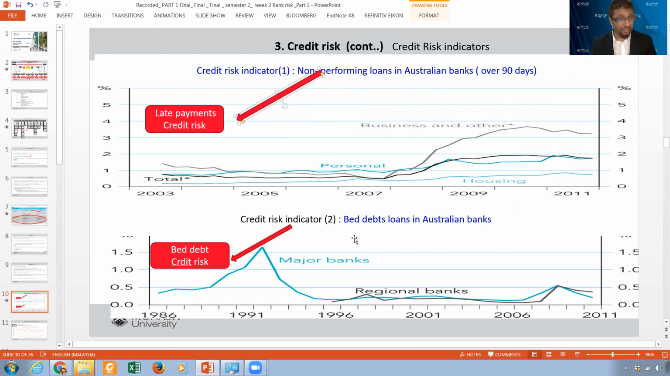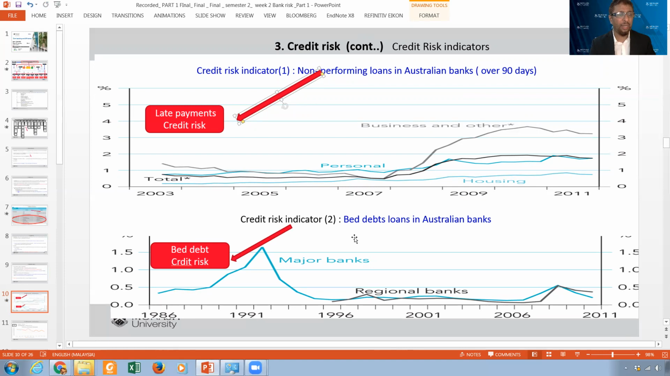But the other type of risk is the bad debt. The bad debt is when there is a loan, a huge business loan or personal loan or housing loan, and the bank goes with the customer to court, and there is a clear case that this loan is not going to be paid.